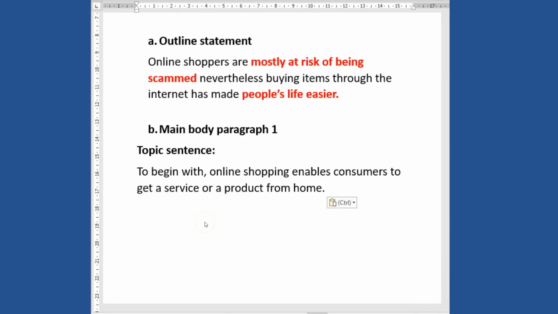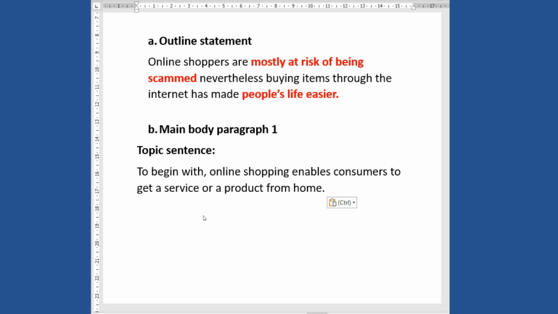So in the main body paragraph, I started with the advantages. You can start with the disadvantages if you want to. It doesn't matter. No matter which one you start with, all that we need is that you talk about the advantages and disadvantages. That's what is needed. So this one, I started with the advantage.